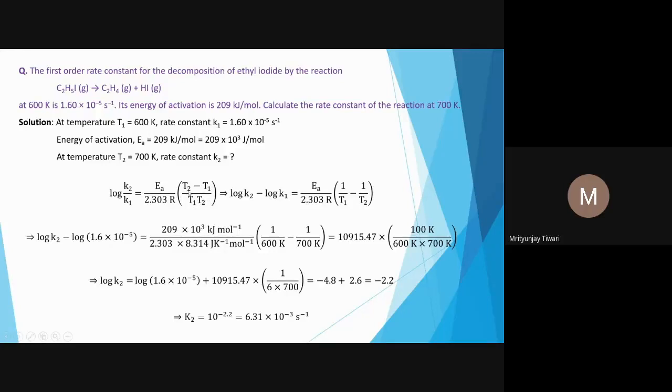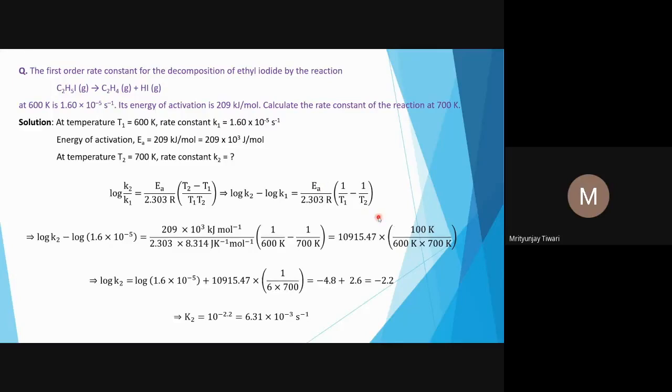So let me explain it again. The first term is T2 upon T1 into T2. T2 and T2 will be cancelled out, so it will become 1 by T1. And the next is minus T1 upon T1 T2. T1 and T1 cancel, so it will become minus 1 upon T2.